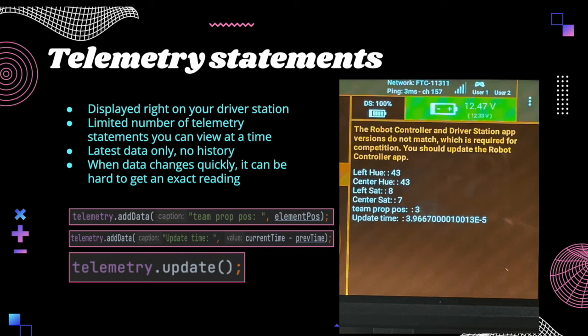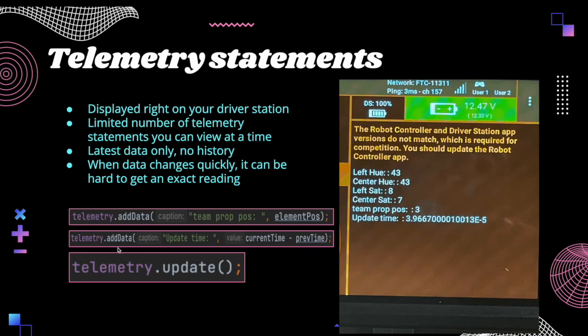Now let's talk about a few different ways to display information from your robot. The first way is telemetry statements. Telemetry statements are convenient because they are displayed directly onto your driver station. However, because of the limited space on your driver station, there is only a limited number of telemetry statements you can view at a time. Additionally, it will only display your latest data, and it won't show any previous data that it has displayed. When data changes quickly, it can be hard to get an exact reading of what your data is.